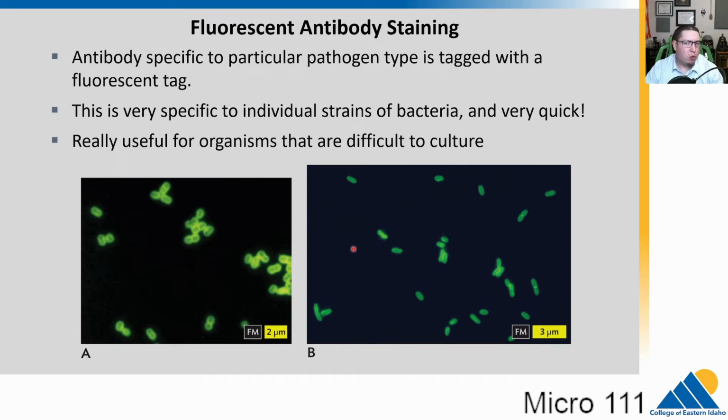This can be very useful to identify a suspected microbe rapidly, because all we've got to do is take a blood sample or a skin scraping or a swab or something like that, do a streak, and apply these antibodies to a microscope slide. And we can then see this reaction very, very quickly, positively identifying a microbe.